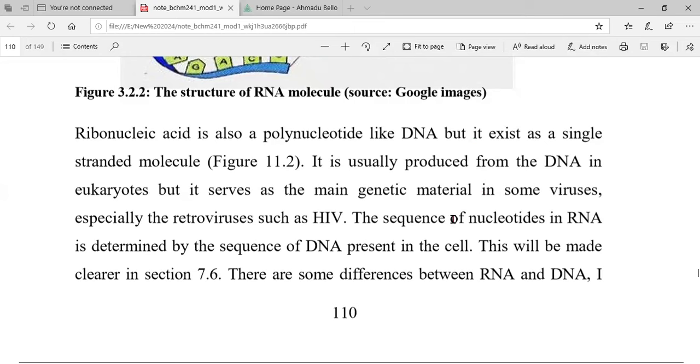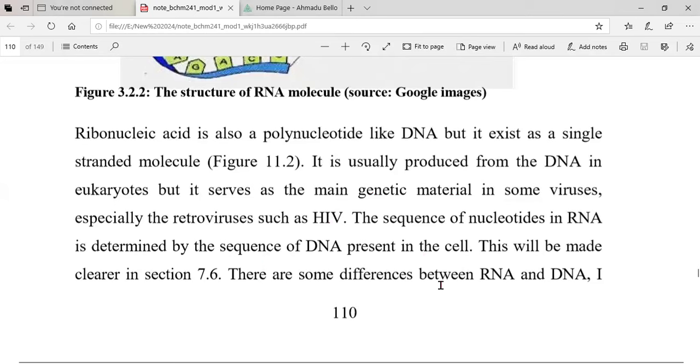We can see in subsequent processes when we come to explain transcription, translation, and so on. But in some viruses, for example, the retroviruses such as HIV, human immunodeficiency virus, the genetic material there is specifically RNA. So the sequence of nucleotides in RNA is determined by the sequence of DNA present in the cell, because the RNA is obtained from the DNA. This will be made clearer when we come to discuss the subsequent processes.